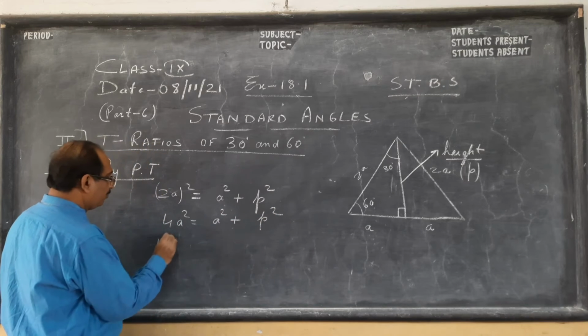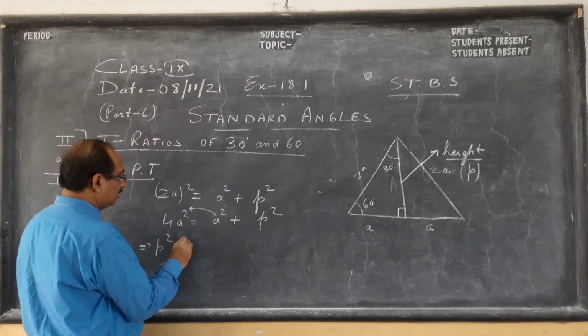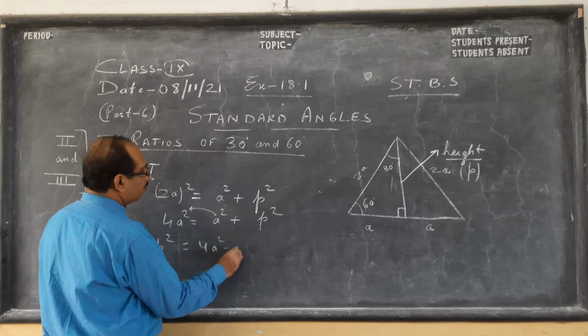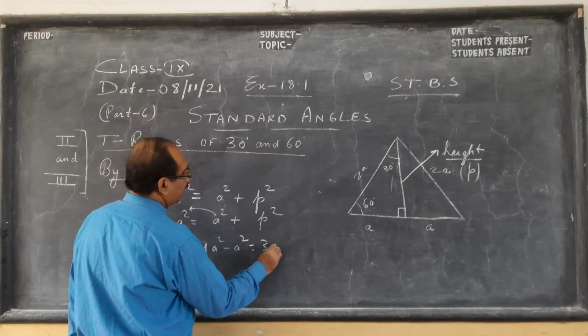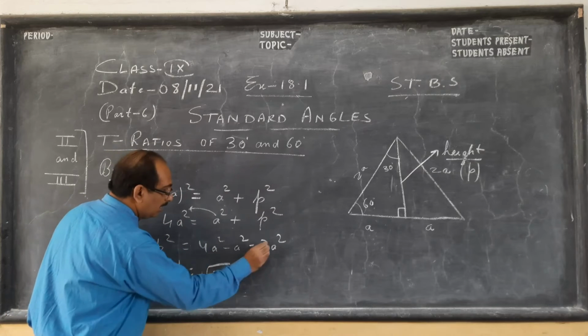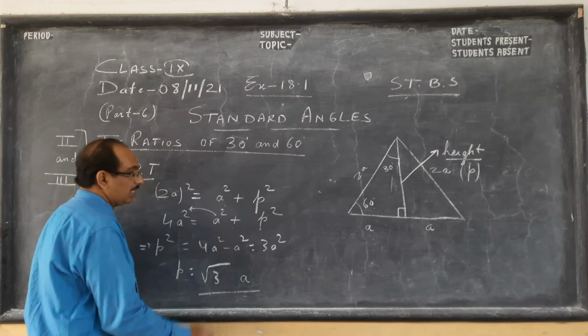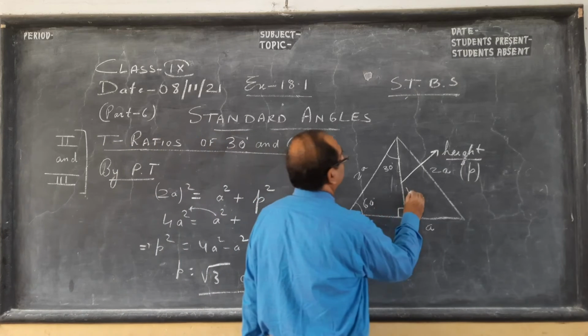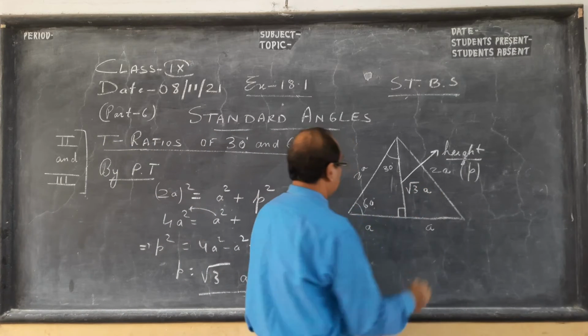P square, if I bring just to the other side, this comes here. So we get 4a square minus a square. I get 3a square. So P is root 3 a square, root over a square is a. So this is root 3a, children, by Pythagoras theorem.